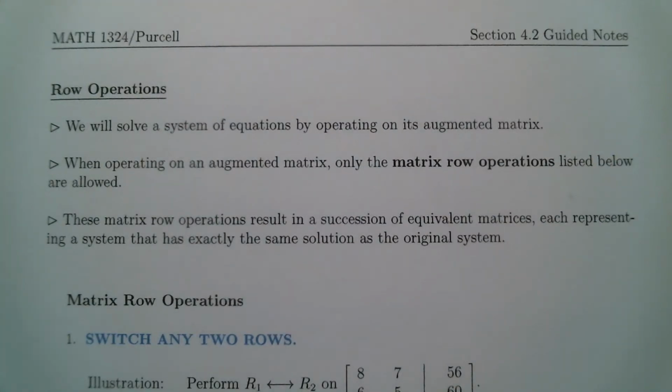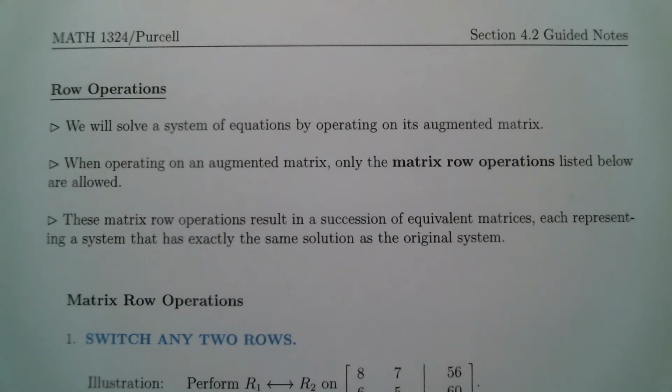So now we're going to talk about the row operations that you can perform on any augmented matrix, okay? Keep in mind, you cannot do anything you want to an augmented matrix. There are 3 specific row operations that you are allowed to perform. Only 3, okay? So the 3 row operations that we are about to talk about are the only 3 things that are allowed for operating on an augmented matrix, okay?